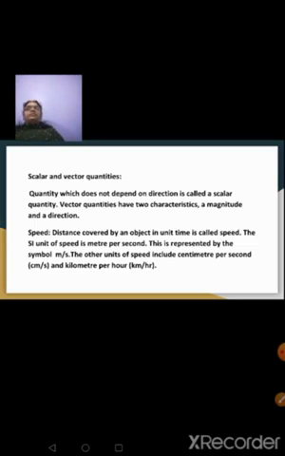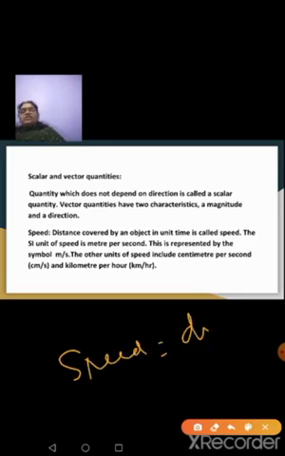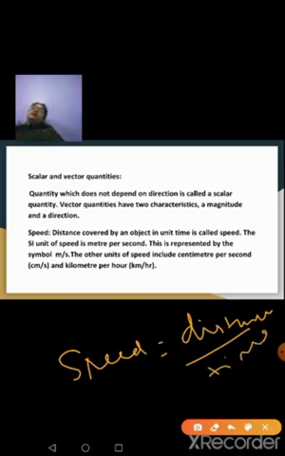Next, speed. This you have done in your maths, in your lower classes itself. What's the formula for speed? Speed is equal to distance upon time. When an object covers a particular distance, the distance covered in a particular time is what is called speed. Speed is the distance covered by an object in unit time.